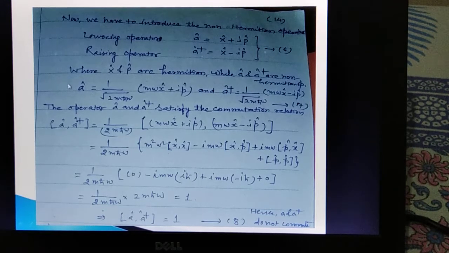Now, if you solve the commutation relation for A and A dagger by putting the value of A and A dagger from equation number 7, then you see that A comma A dagger is equal to 1. It means A and A dagger do not commute, and A A dagger minus A dagger A is equal to 1.